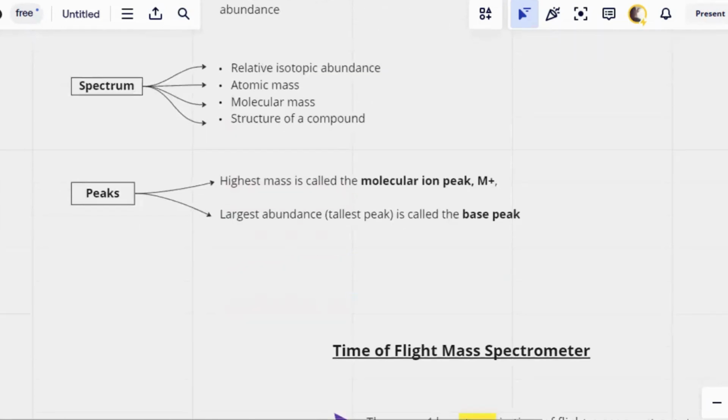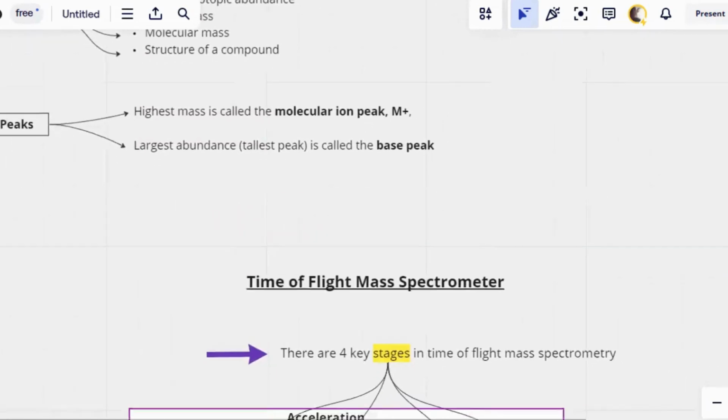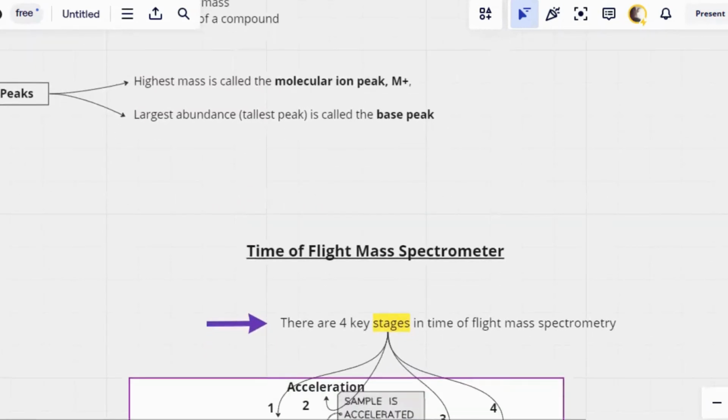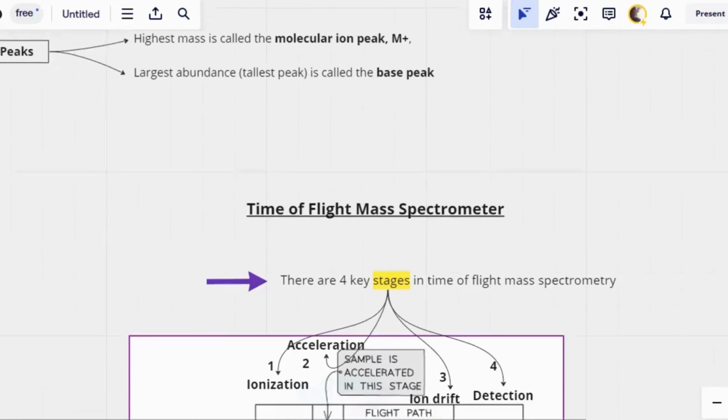So now let's talk about the time of flight mass spectrometer in detail. What is a time of flight mass spectrometer? This is a common form of mass spectrometer where all the particles of the sample to be analyzed are ionized to form positive ions.